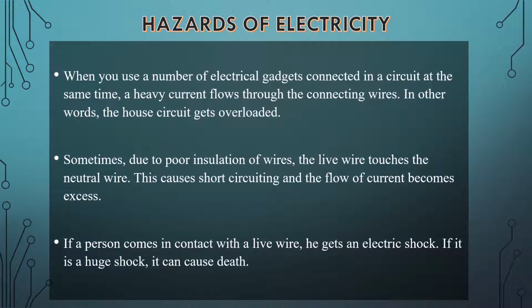Second point says, sometimes due to poor insulation of wire, the live wire may touch the neutral wire, which may lead to short circuiting and the flow of current becomes excess. During this time, it can damage electrical appliances such as TV, refrigerators, bulbs, etc. And even the wires can catch fire, leading to electric fire. So points number 1 and 2 both point to the mishap caused by electric fire. And the last point is, if a person comes in contact with a live wire, he may get an electric shock, and if it is a huge shock, it can cause death.